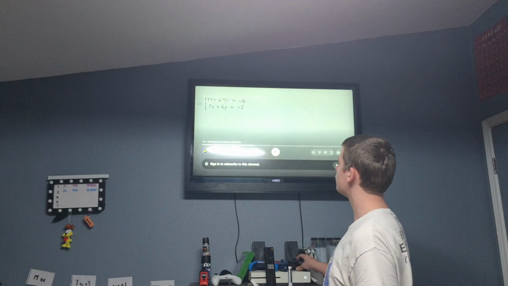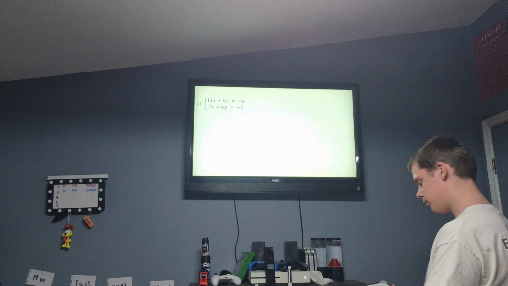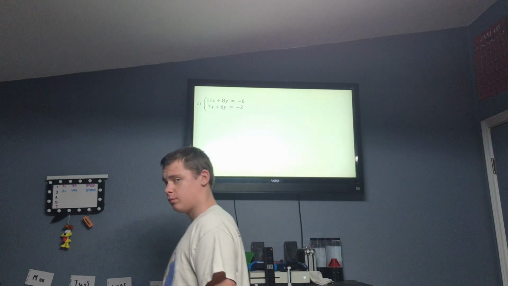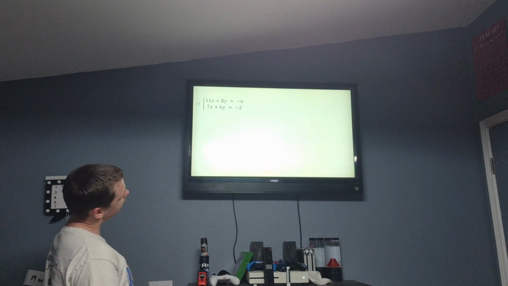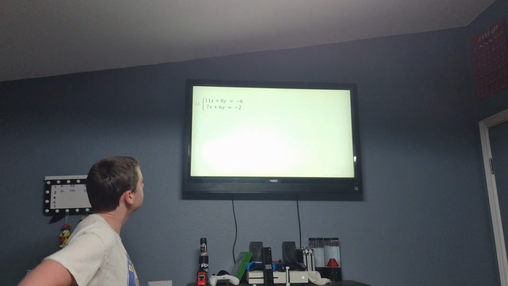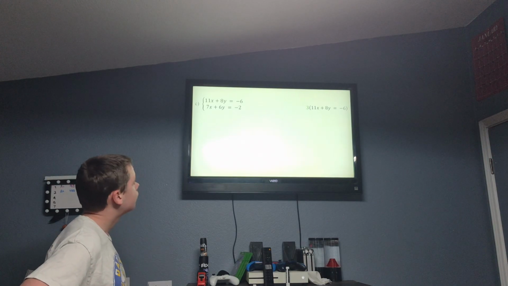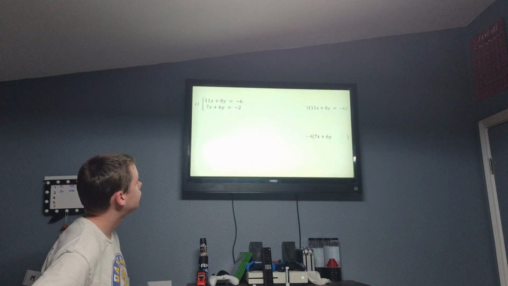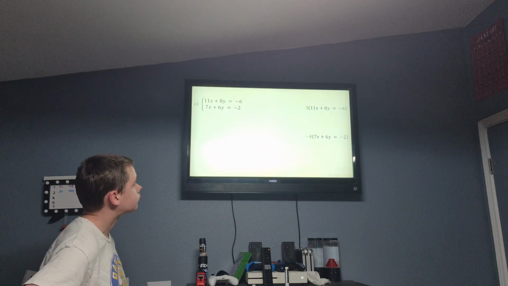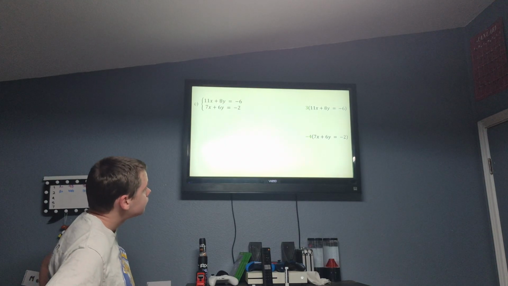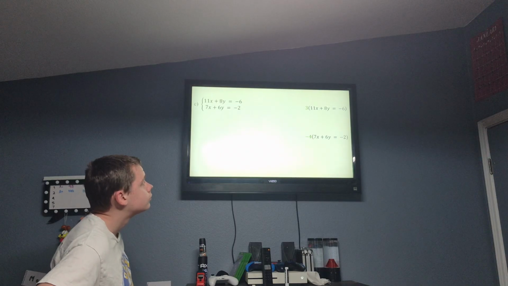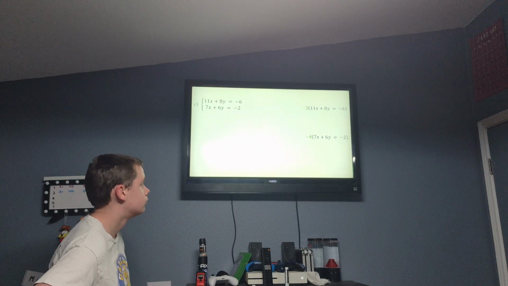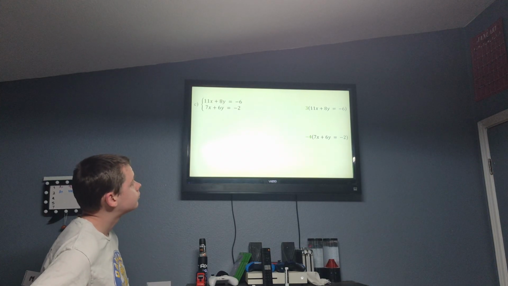Let's decide which variable to eliminate. Let's eliminate the y variable. Because the least common multiple of 6 and 8 is 24, we can make the coefficients of y opposites by multiplying the first equation by 3 and the second equation by negative 4. This way, we will have 24y in the first equation and negative 24y in the second equation. And when we add them, they will cancel each other out.